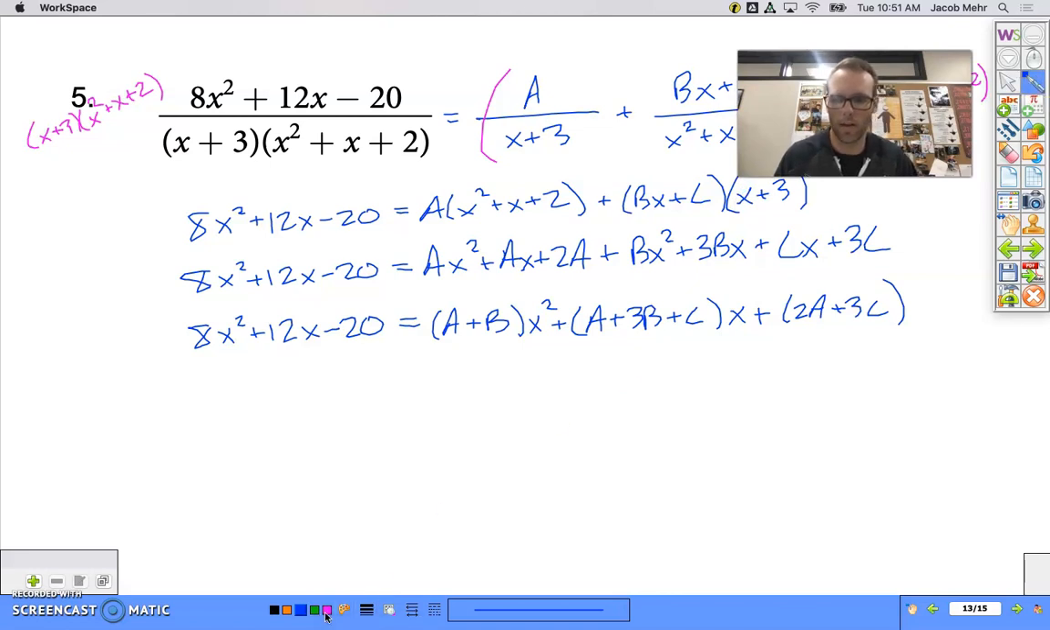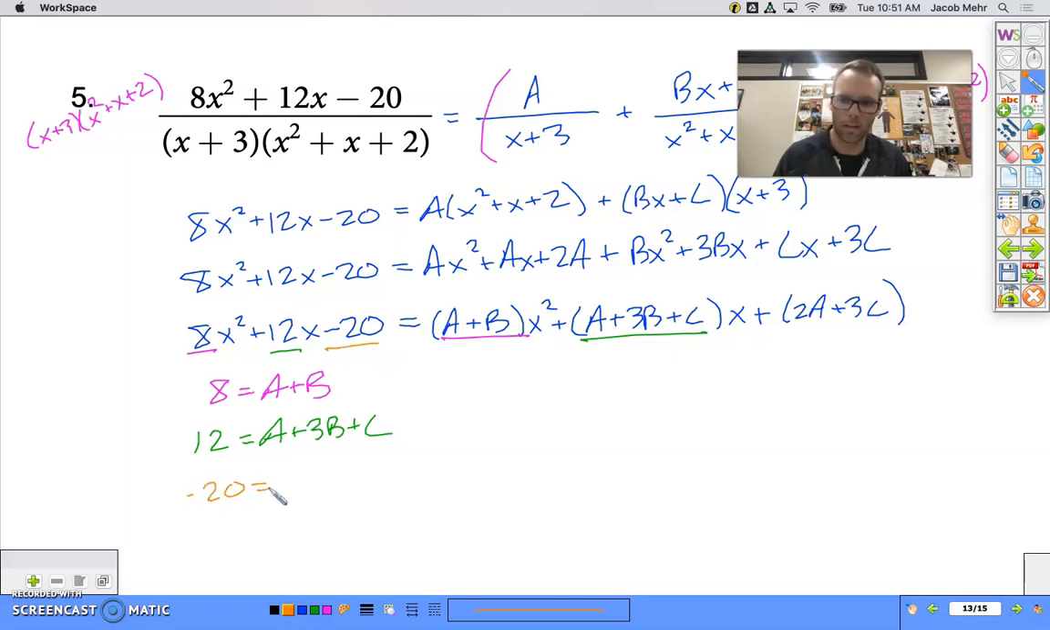All right, so let's write our system. 8 equals a plus b. 12 equals a plus 3b plus c. And negative 20 is our constant term, so it's equal to 2a plus 3c. All right, there's our system.